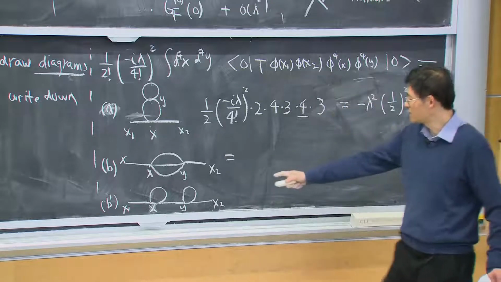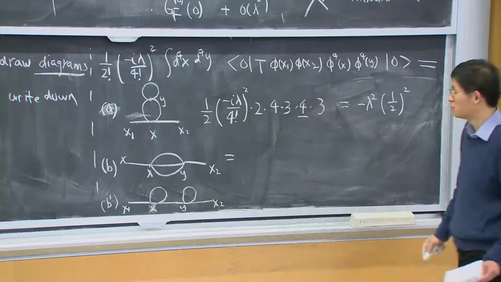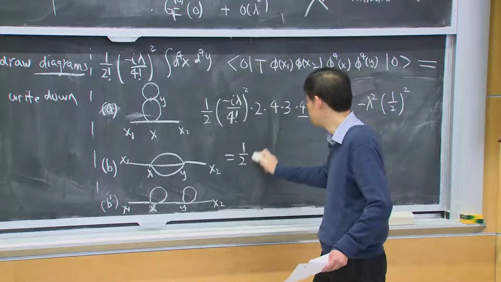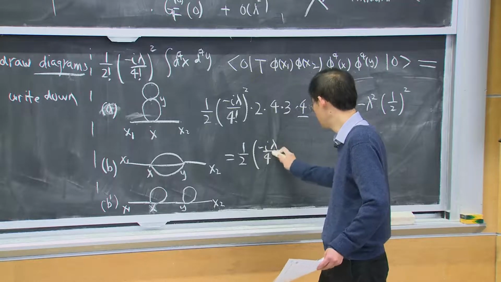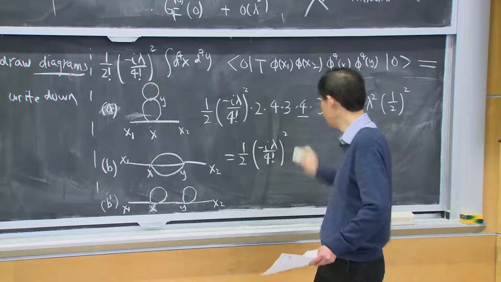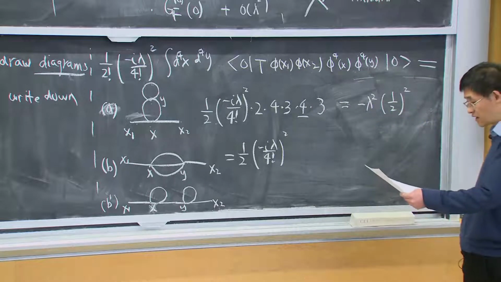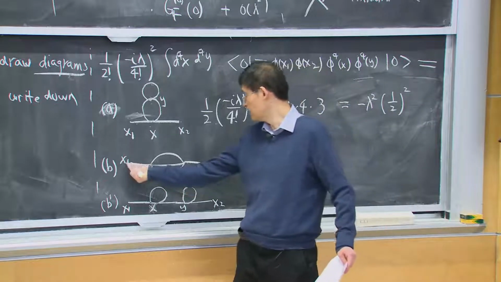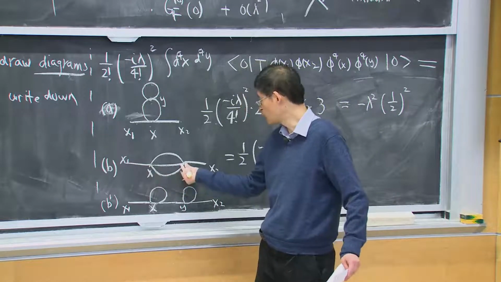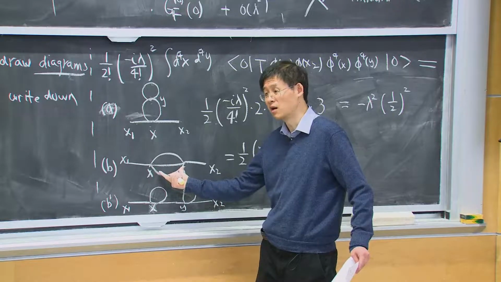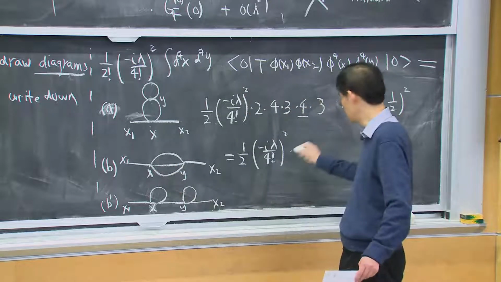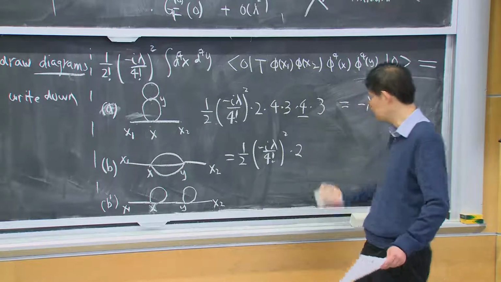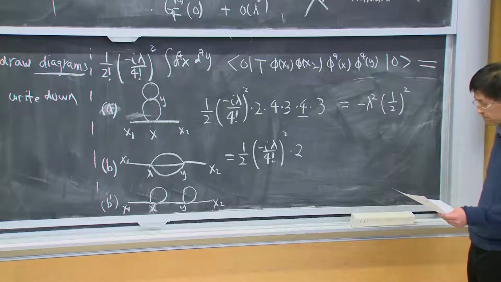So now let's look at this one. Again, let's copy this: 1/2, minus i divided by 4 factorial squared. And then the combinatorial factors. Again, I have the freedom: x1 either connects to x or connects to y. Those 2 diagrams would be the same, so I have 2 possibilities. Here I only draw one of them, because I can just flip them, since x and y are symmetric. So I have a factor of 2.